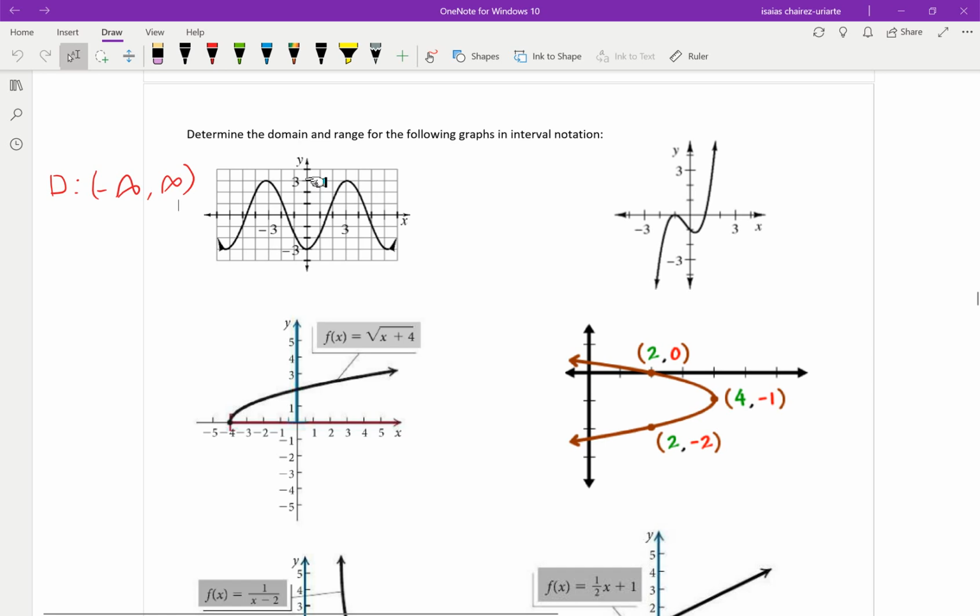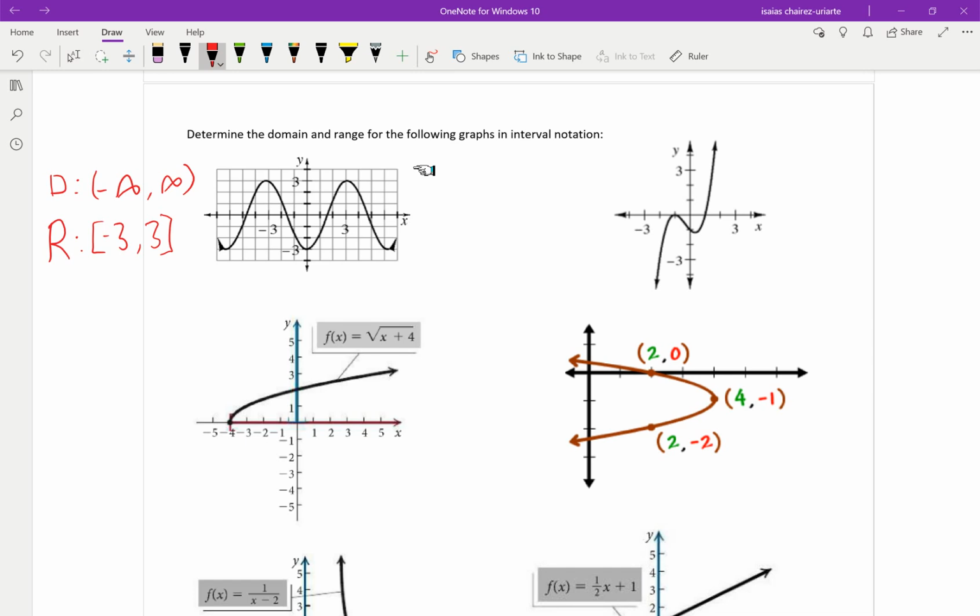And are -3 and 3 included? Well, let's see. If they were not included, we would have little open circles over here at -3. We would have open circles at 3. But we do not have open circles. We just have a solid line, which means that they are included. So I'm going to be using brackets. So I am going to conclude that the range for this particular function is from -3 to 3 with brackets.